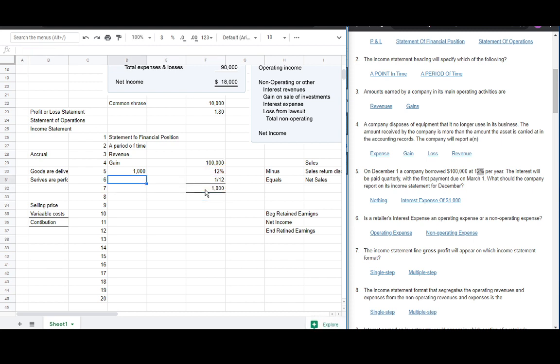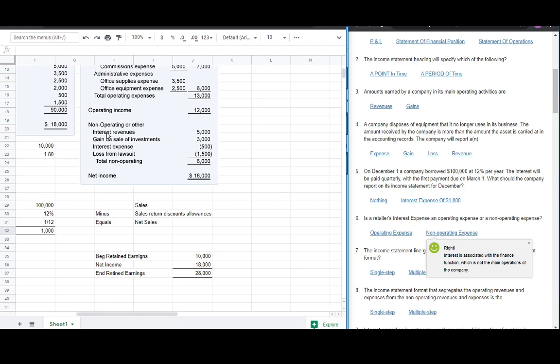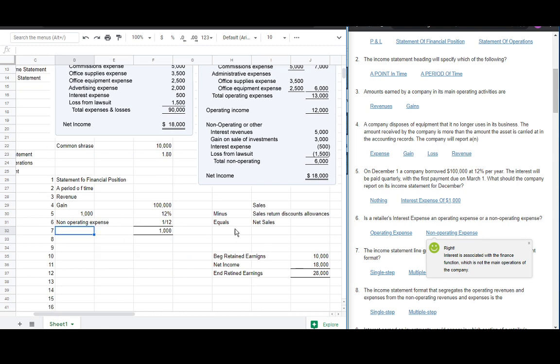And number 6. Is a retailer's interest expense an operating expense or a non-operating expense? It is a non-operating expense. And so other examples of non-operating items are interest revenues, diba, gains, loss from lawsuit that are non-operating. Okay, let's proceed. Number 7.